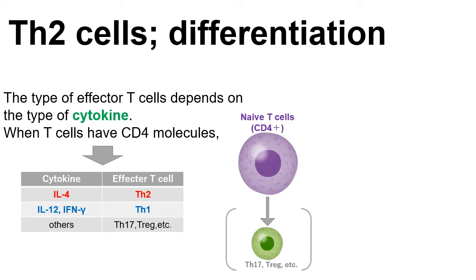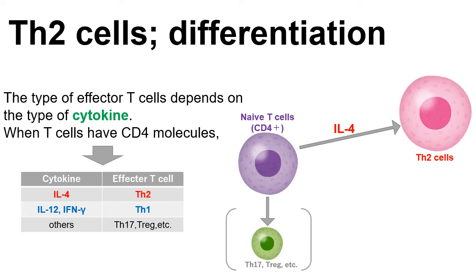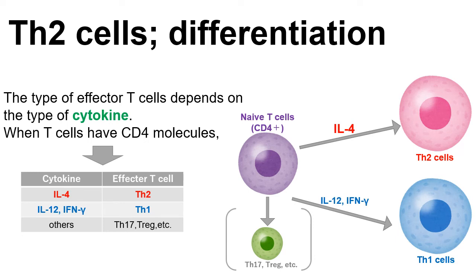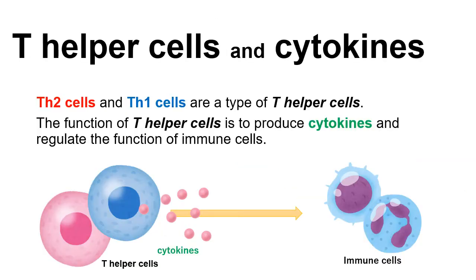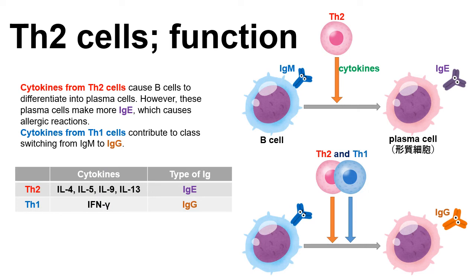Among naive T cells, CD4-positive naive T cells, which have the molecule CD4, differentiate into Th2 cells under the cytokine IL-4 and into Th1 cells under IL-12 or IFN gamma. Both Th2 cells and Th1 cells are called helper T cells, and their role is to produce cytokines and enhance the function of immune cells. Th2 cells primarily make cytokines such as IL-4, IL-5, IL-9, and IL-13.